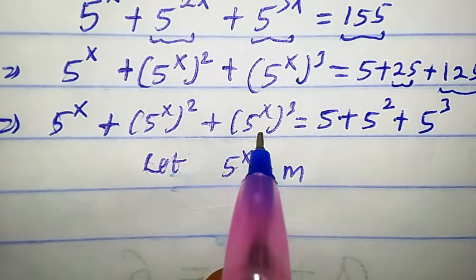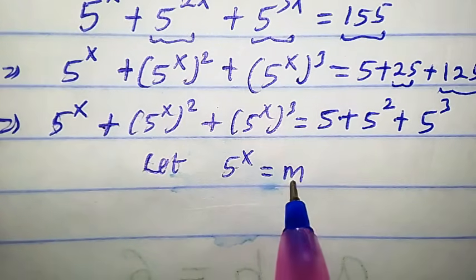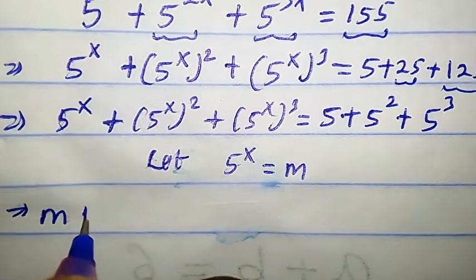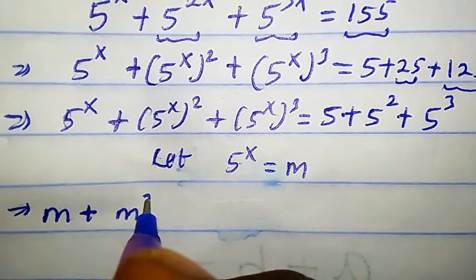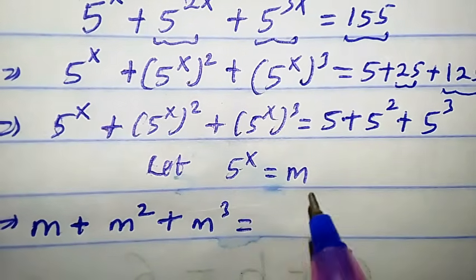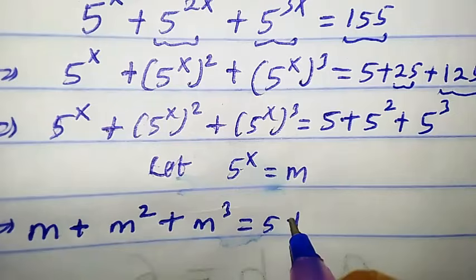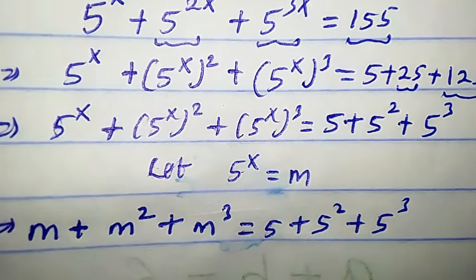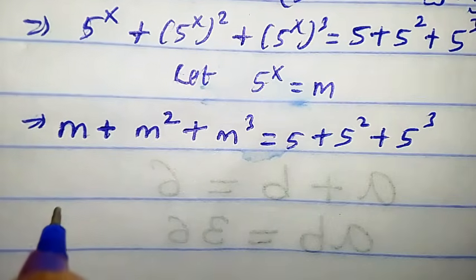Anywhere we see 5 to the power of x, we replace it with what? M. So we have m plus m square plus m cube equal to 5 plus 5 square plus 5 cube. Let's rearrange this equation now.